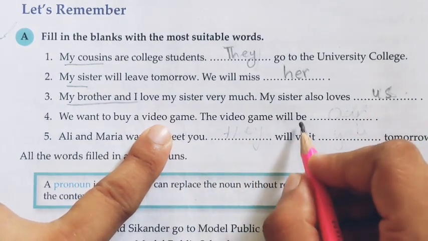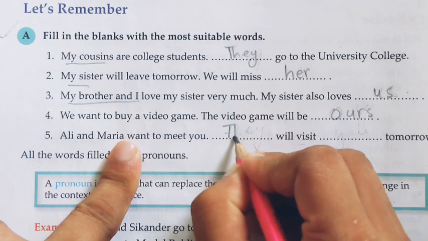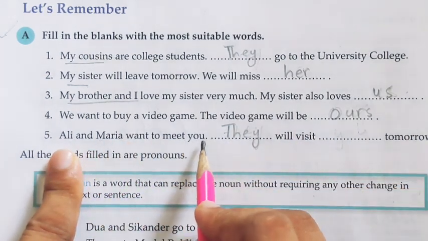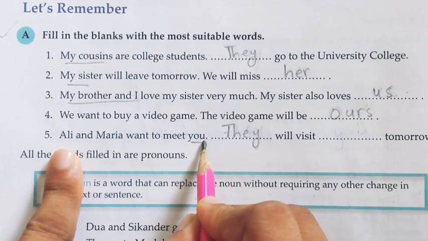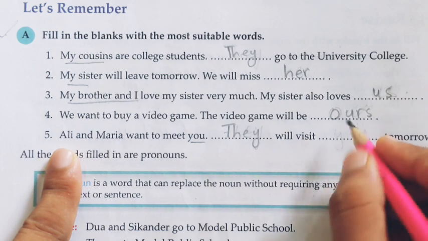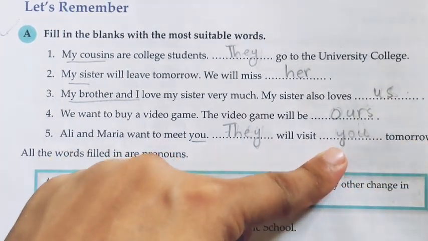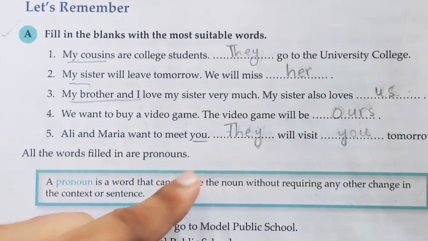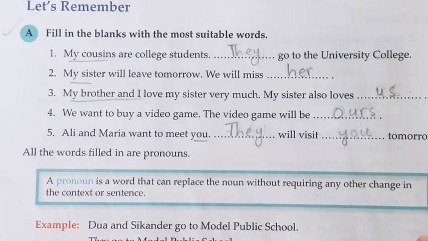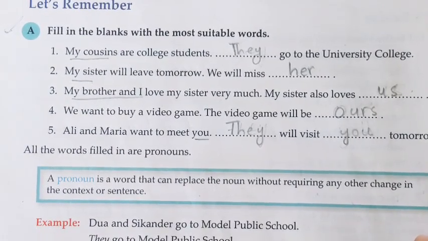We want to buy a video game. The video game will be ours. So we will replace it with they will visit. Maria and Ali want to meet you. Now we have to replace this you, so we will change it. No, we are not going to change it. It will remain same because we use you as a singular and plural subject and object pronoun. So it does not change ever. It remains same both in subject and object, singular and plural pronouns.